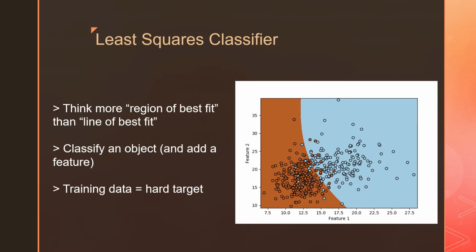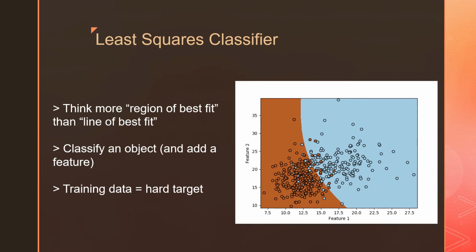From there, we took a bit of a strange detour. We were going to go to other regression models, but we branched and went to a classifier. For classifiers, think more region of best fit instead of line of best fit. And we're trying to classify an object. So I prefer to see this in 2 dimensions. So we added a feature and just added the functionality to have however many features you want.